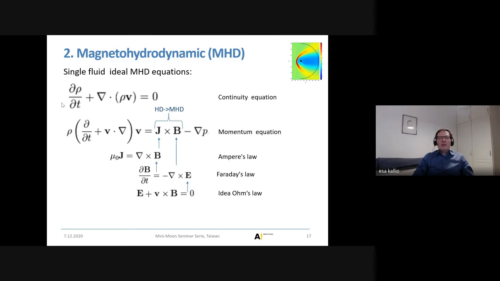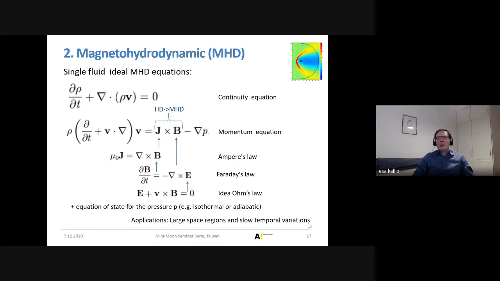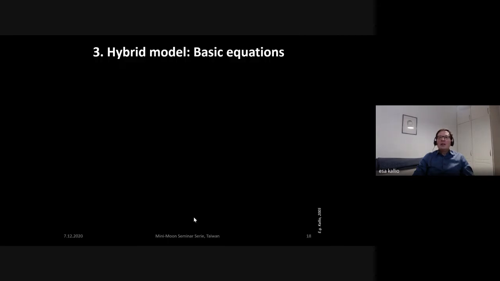In ideal MHD, you solve those when you also give some knowledge about the pressure. You might assume that it's isothermal or adiabatic. So here you don't know how individual particles behave. You have average values: charge densities, bulk velocities, pressures. And this is sometimes the only possibility if you have large space regions like the interior of the Sun, the interior of planets, or those giant planets.